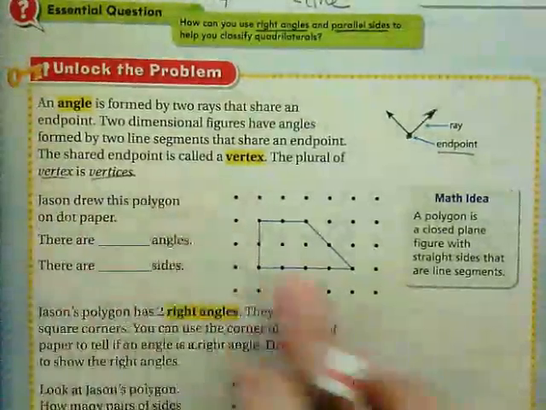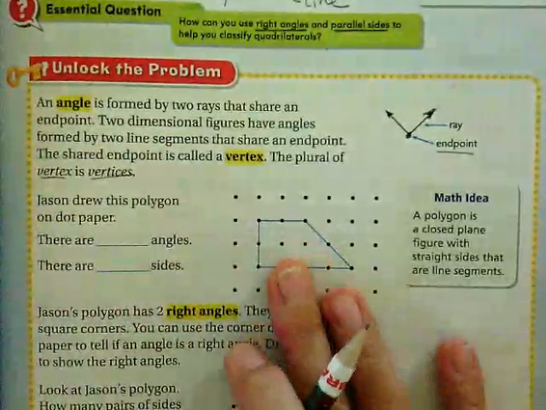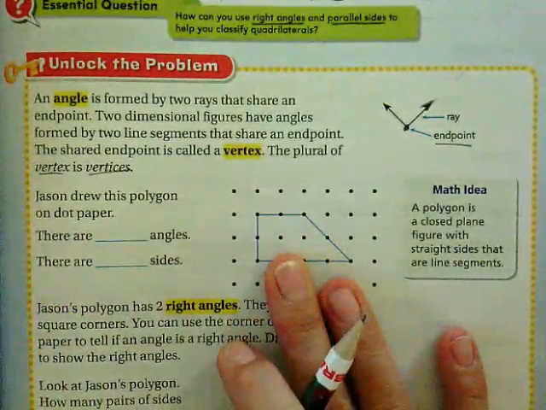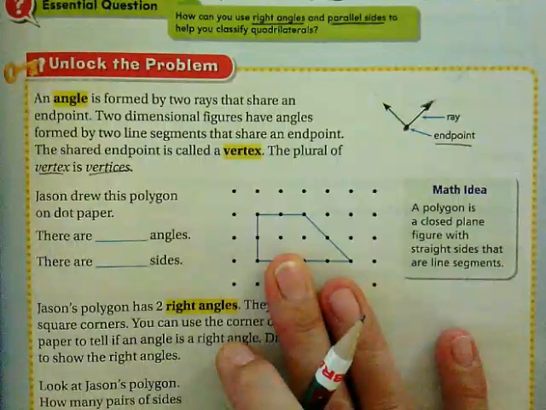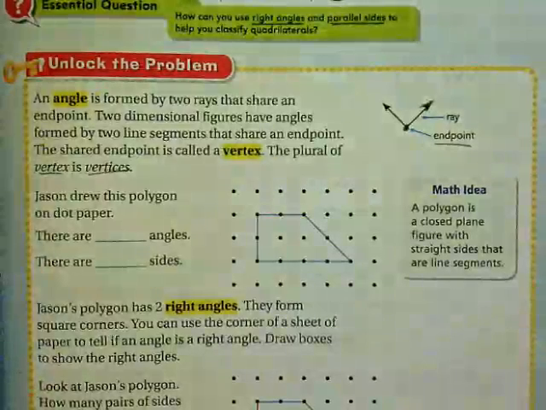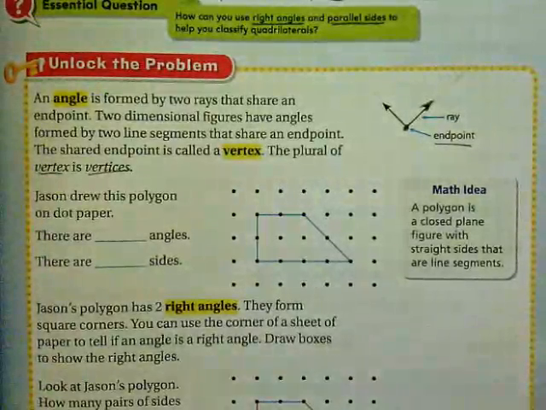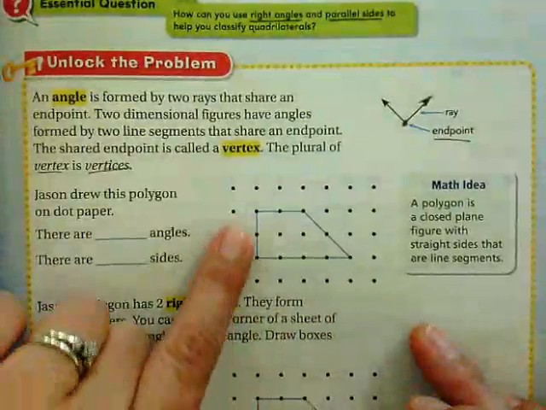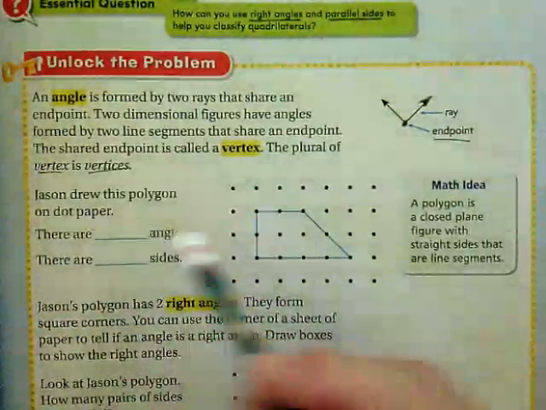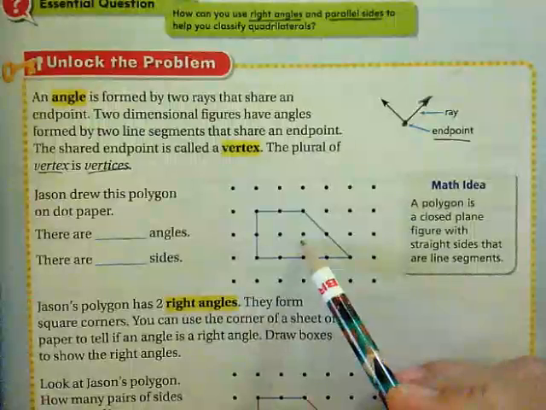So Jason drew this polygon, which you know a polygon is any shape with straight lines and angles, and quadrilaterals are a type of polygon. There's no curve, and all the sides touch. So there's not an opening. That's what makes it a polygon. It's a quadrilateral because it has 4 sides. Okay, so Jason drew this polygon on dot paper.